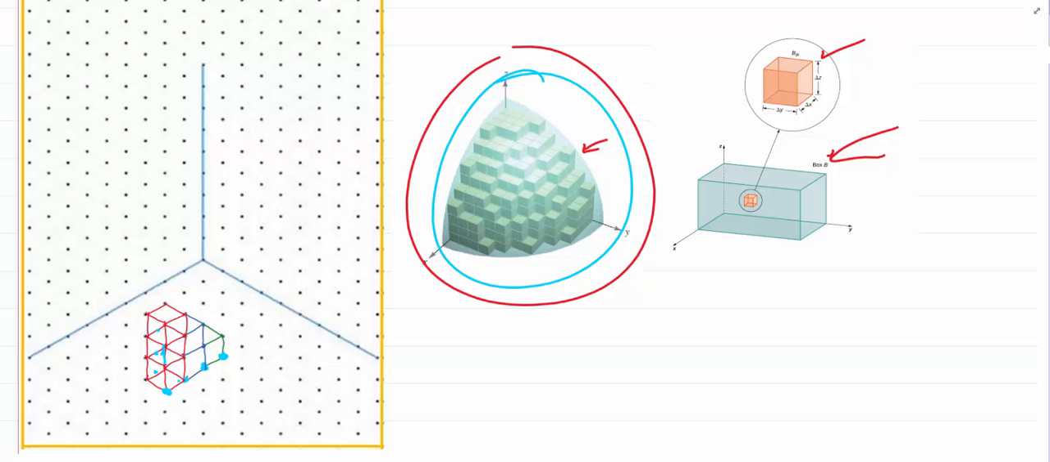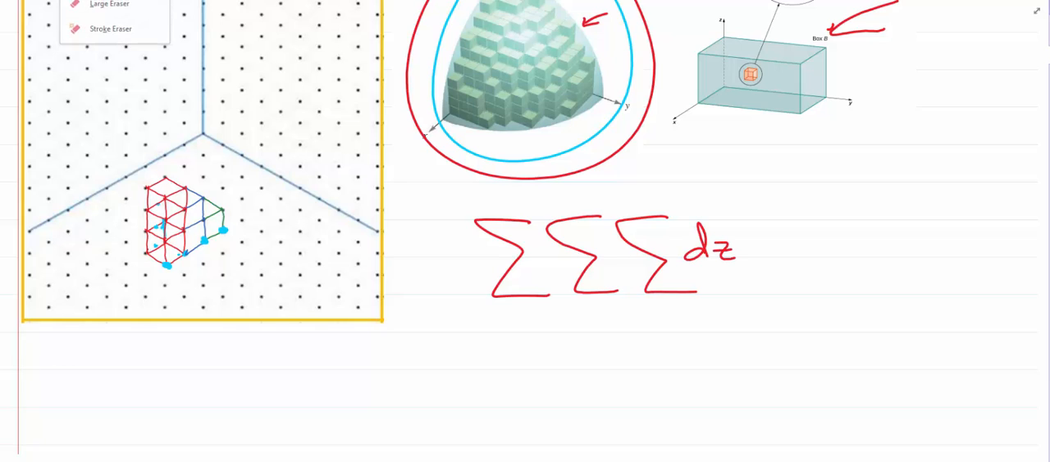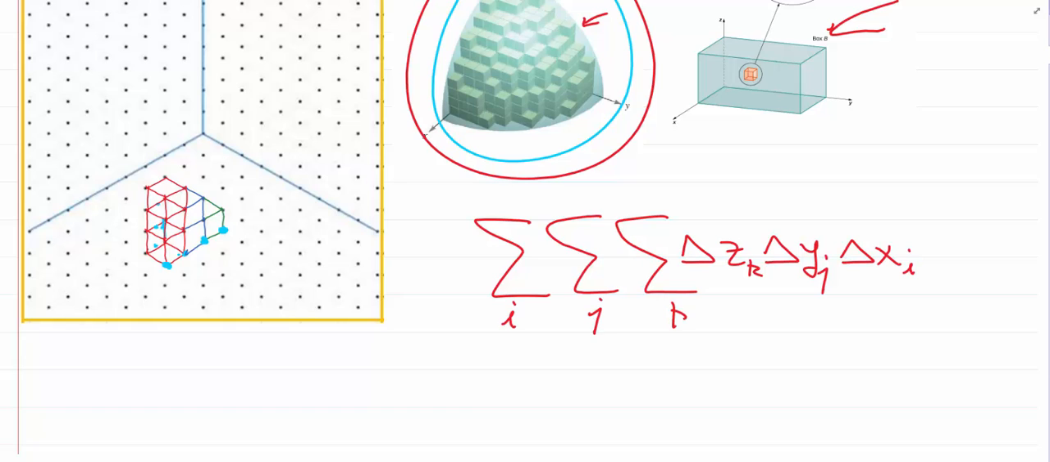So the bottom line is I'm adding up the volume of each one of those cubes. Now, if we've used double summations before, we could have triple summations, right? Here I've got delta z, and let's say k, delta y, j, and delta x, i. So maybe we would do this, with i and j and k. And what we could do is systematically add up all of those things.